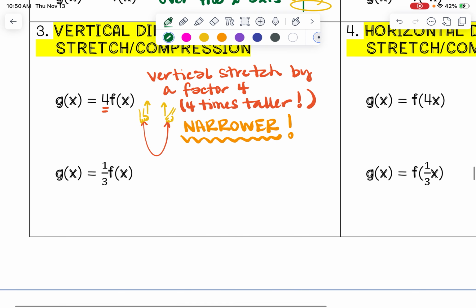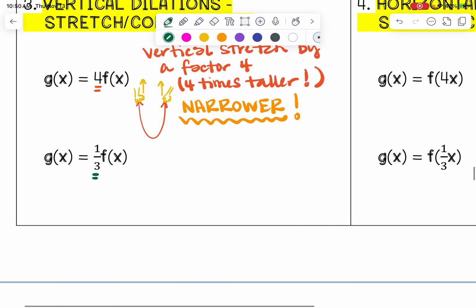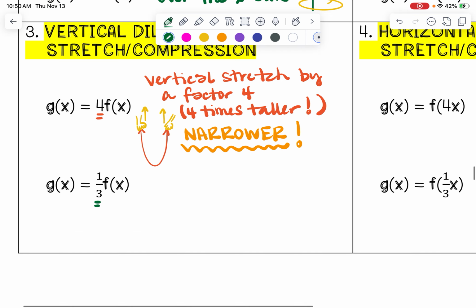Okay, let's talk about 1/3, right? Well, 1/3 means I'm pushing it down to 1/3 of its normal height. So this is a vertical compression by a factor of 1/3.